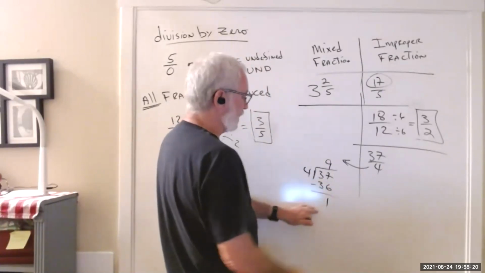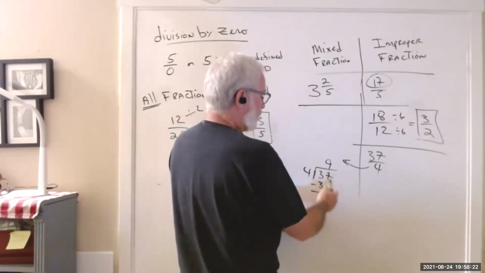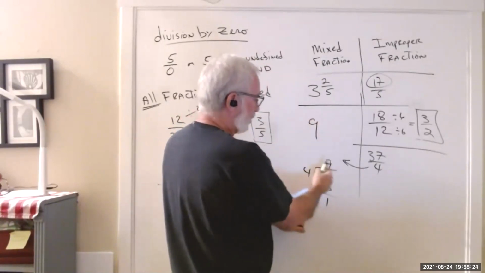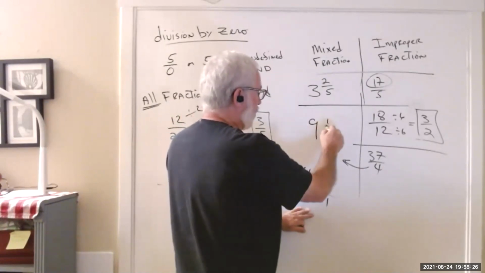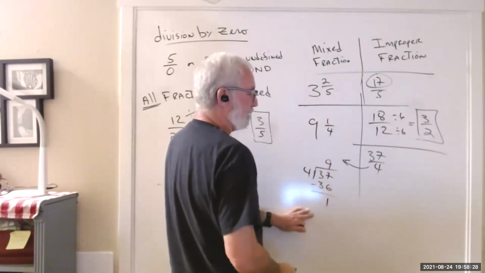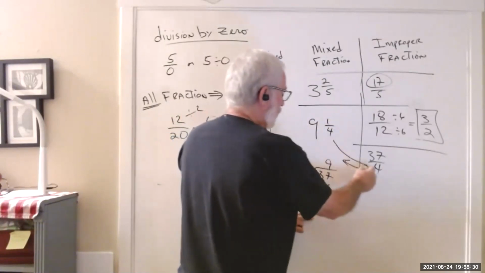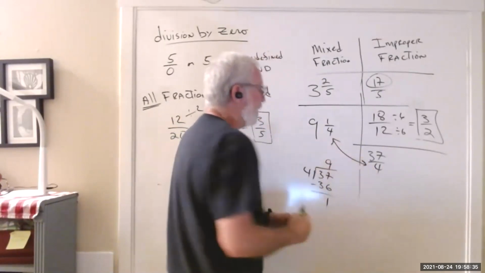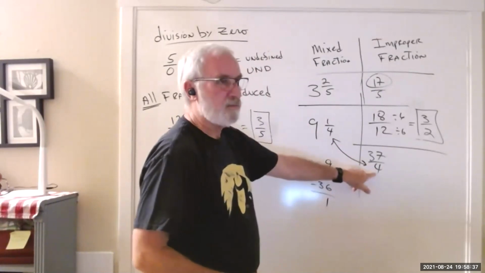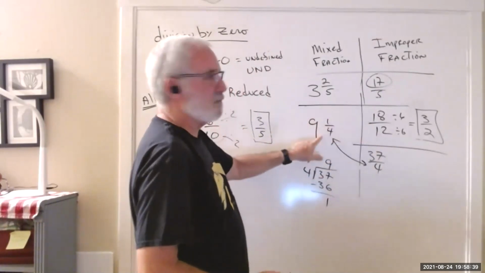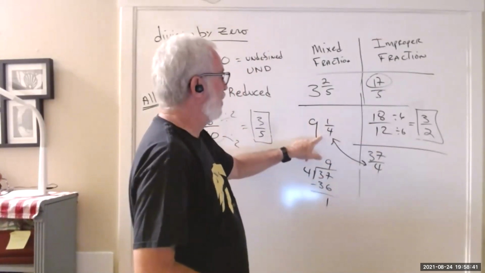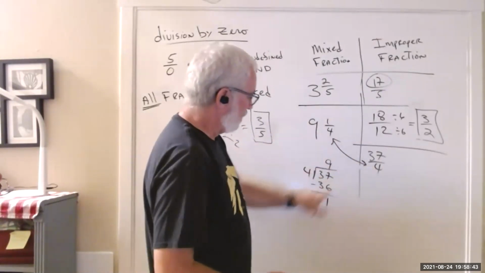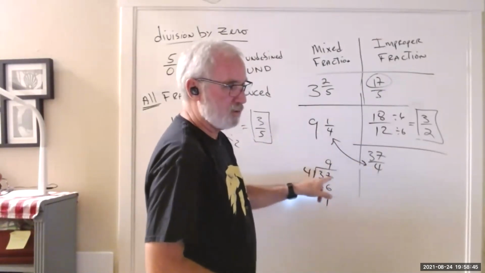Oh, I'm in the glare, but that's okay. So we say it went 9 whole times, and there's 1 left over when we divide it by 4. So 37/4, okay, is the improper fraction. We've switched it to the mixed fraction or the mixed number 9 1/4 because we used long division.